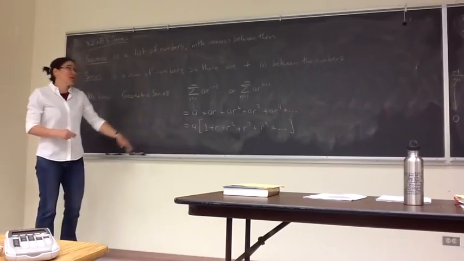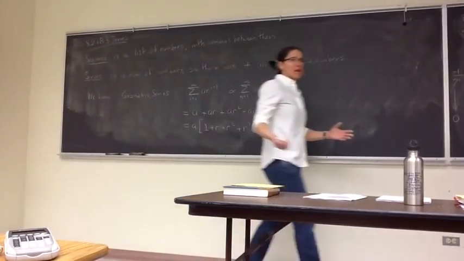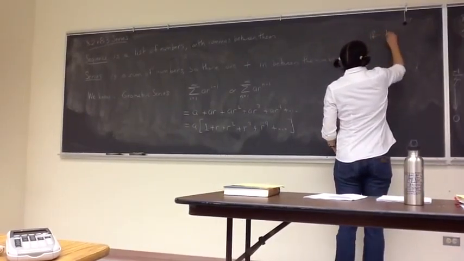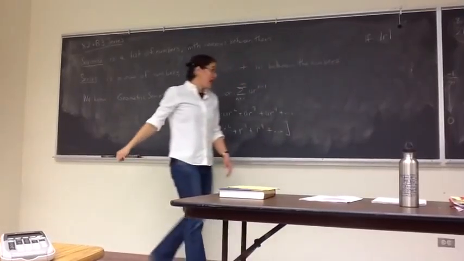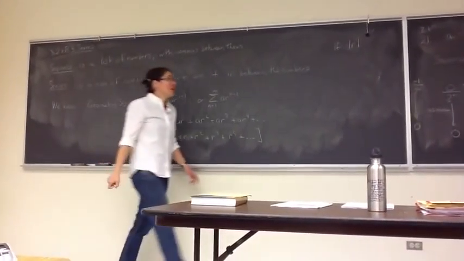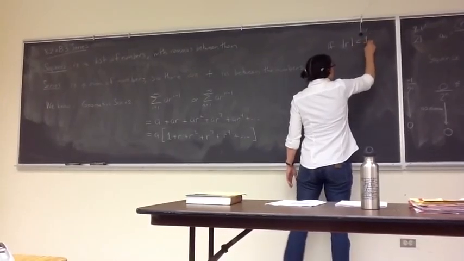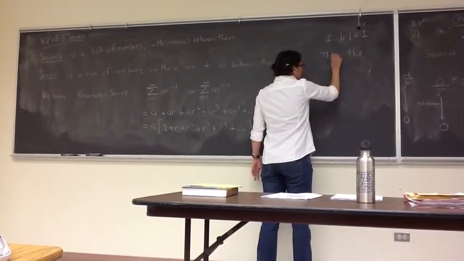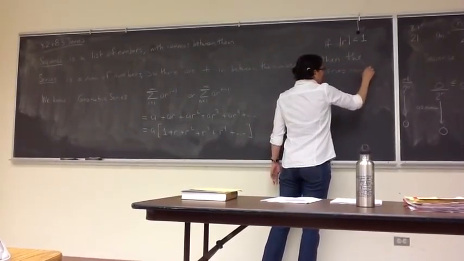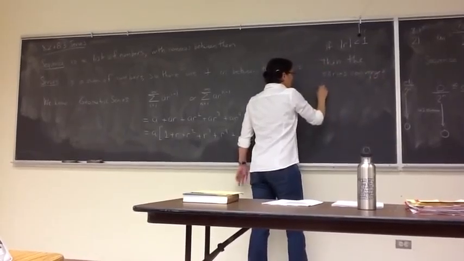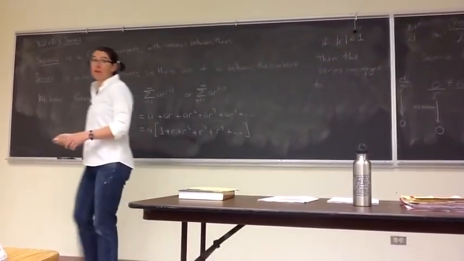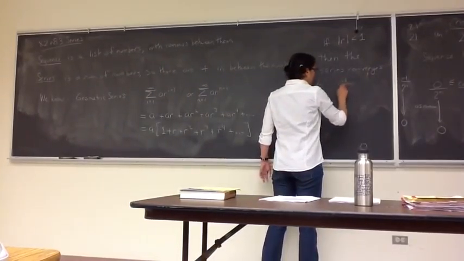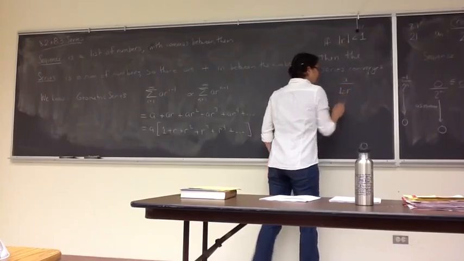And so this is our geometric series, and we went through this whole derivation last time and came up with this formula that said that if we look at the size of r, the absolute value of r, and the absolute value of r is less than 1, then the series converges. And what was really cool about this is that we actually get a formula for what the series converges to. The series converges to a over 1 minus r.